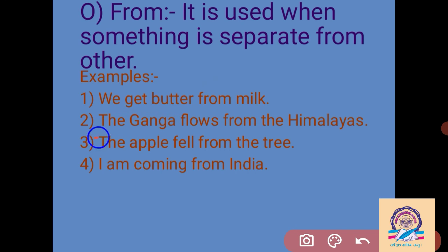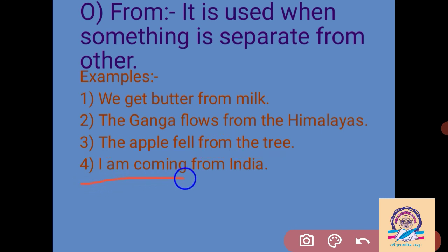Then second example, the Ganga flows from the Himalayas. So the Ganga river flows from the Himalayas. Here the Ganga is separated from the Himalayas. So we have to use from. The apple fell from the tree. So the apple is separated from the tree. So we have to use from.